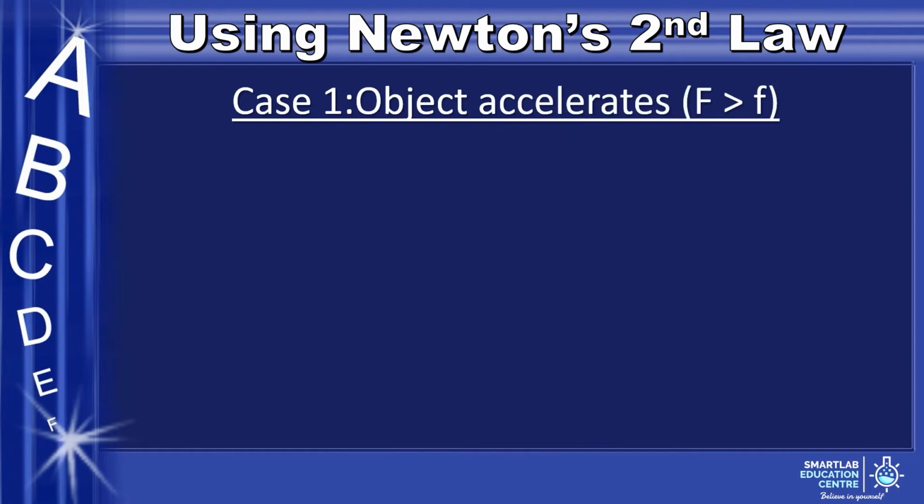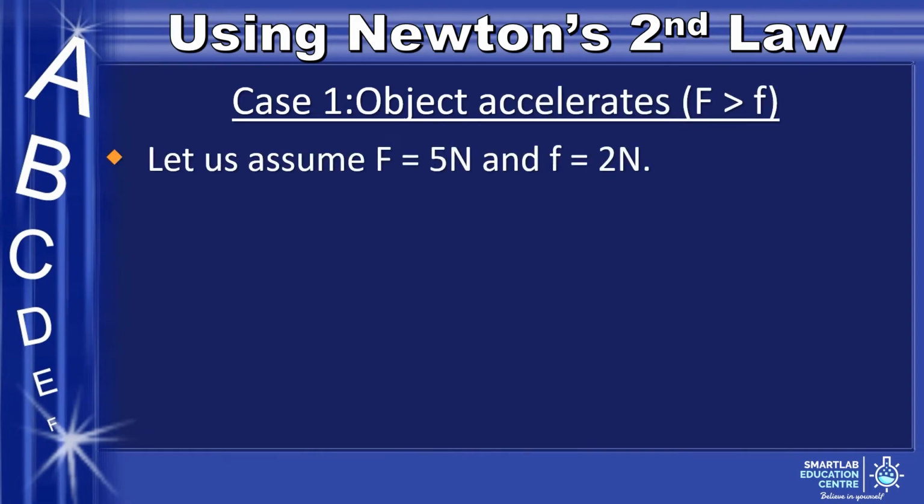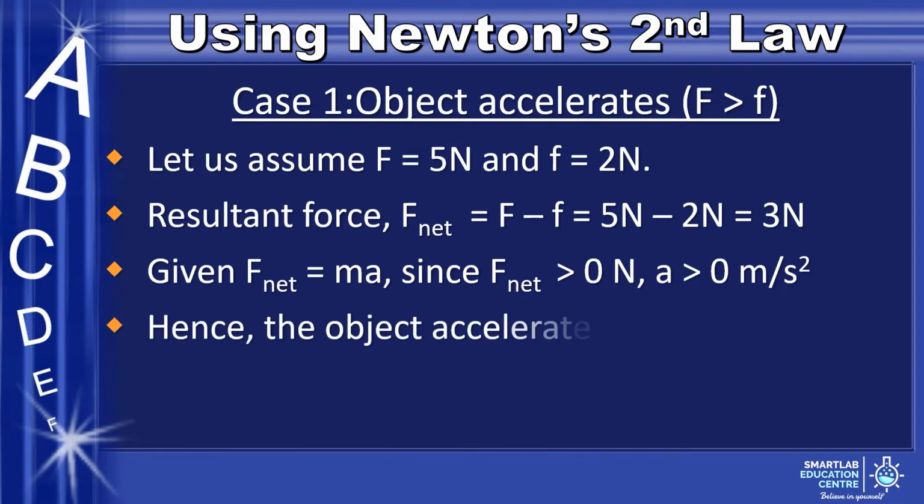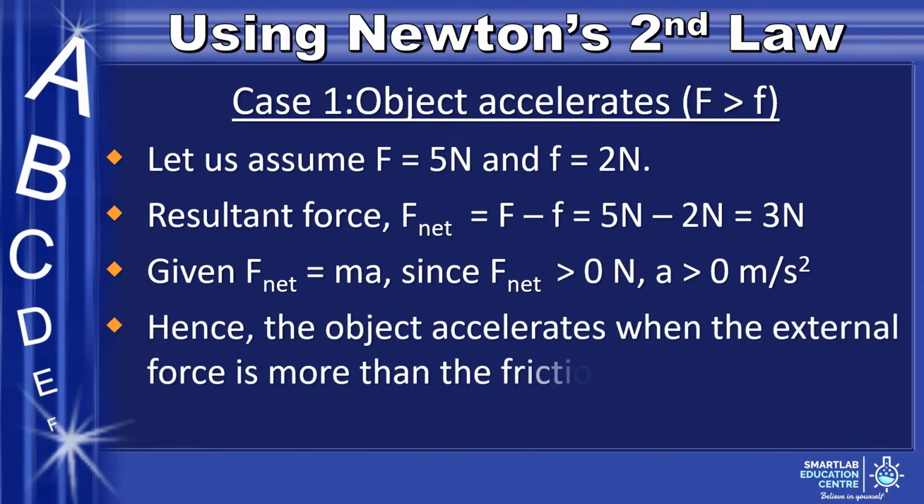Case 1, the object accelerates. Let's assume we have an external pushing force of 5 newtons, and a friction force of 2 newtons. Given the equation F equals ma, the net force is more than 0, so the acceleration of the object is more than 0. In this case, the object accelerates when the external force is more than the frictional force.